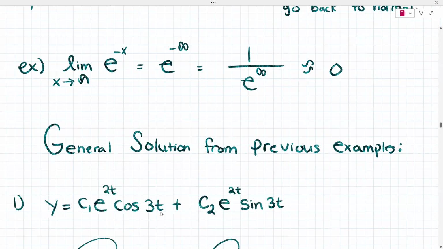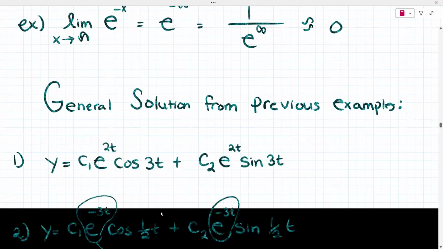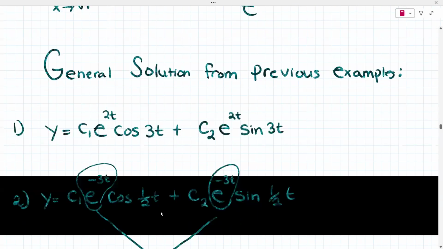Okay, let's talk about general solutions from previous examples. You've seen this one before. This is real roots: y equals c1 e to the 2t cosine 3t plus c2 e raised to the 2t sine of 3t.